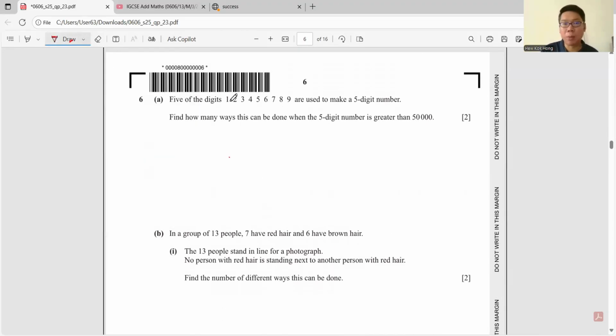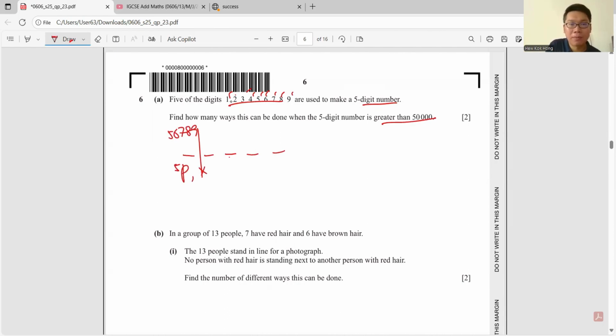Question 6 is a permutation question. 5 of the digits are used to make a 5-digit number. You have 9 digits to choose from and form 5 digits. How many ways can it be done when the 5-digit number is greater than 50,000? So only one restriction in the question. So we can start to do.